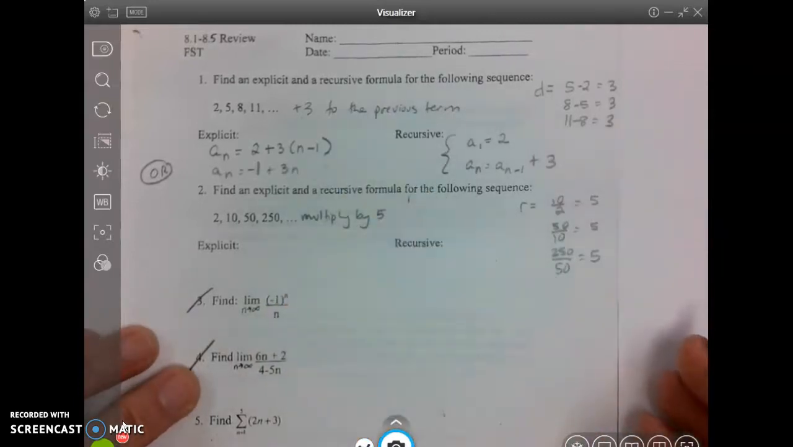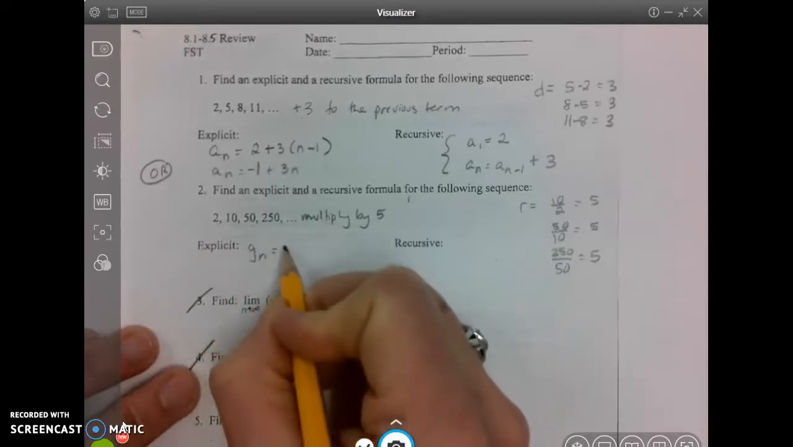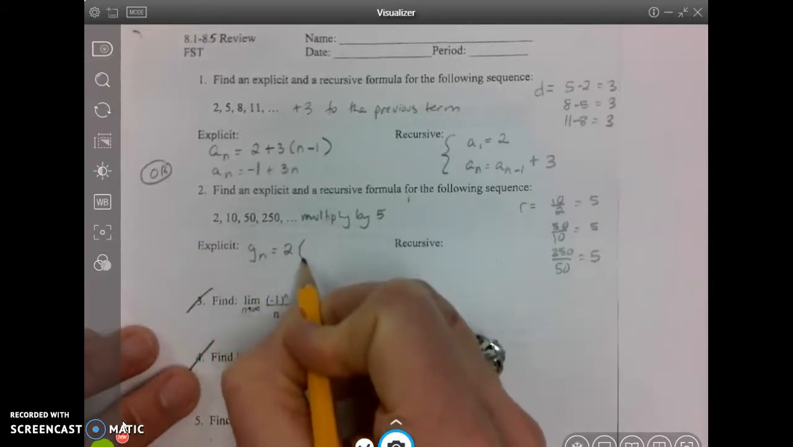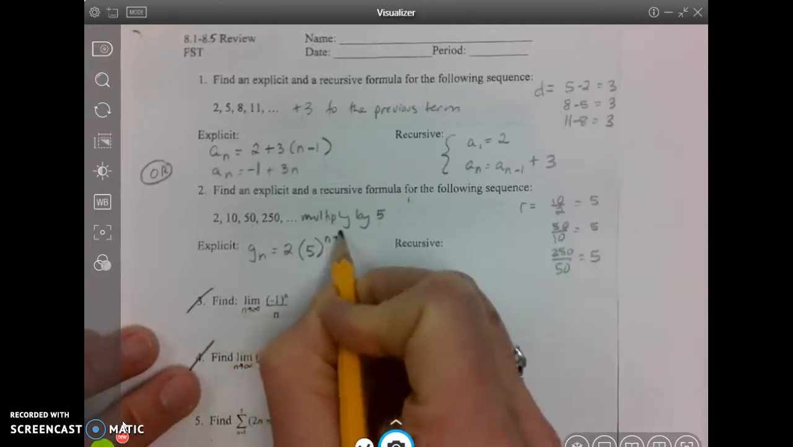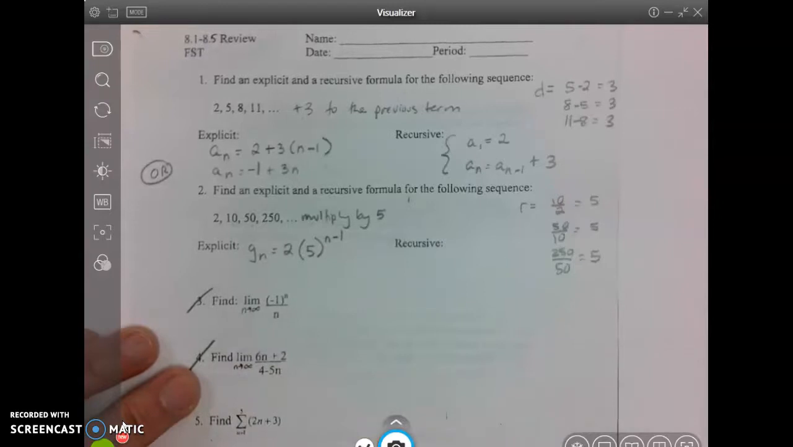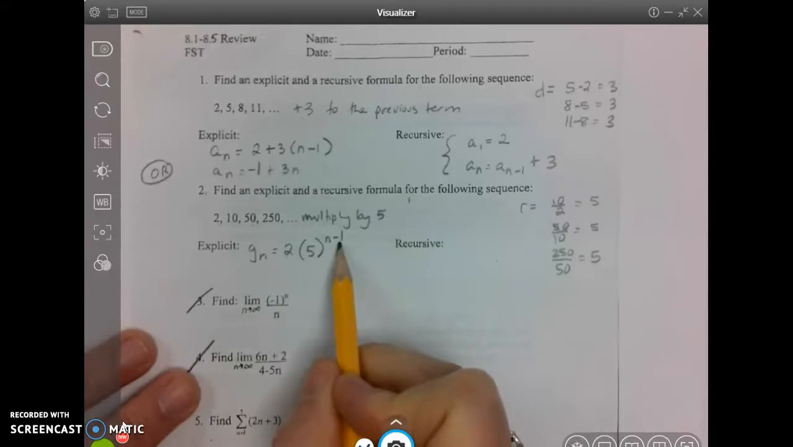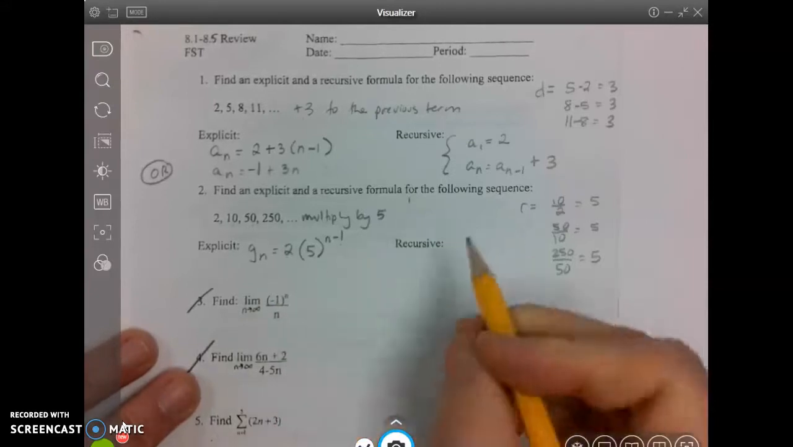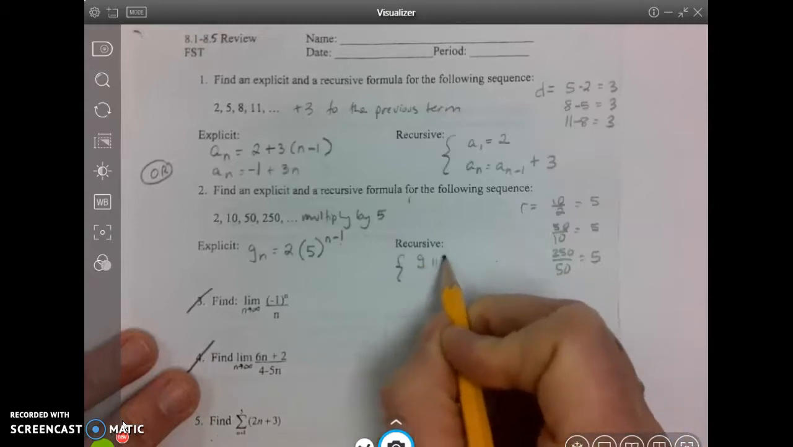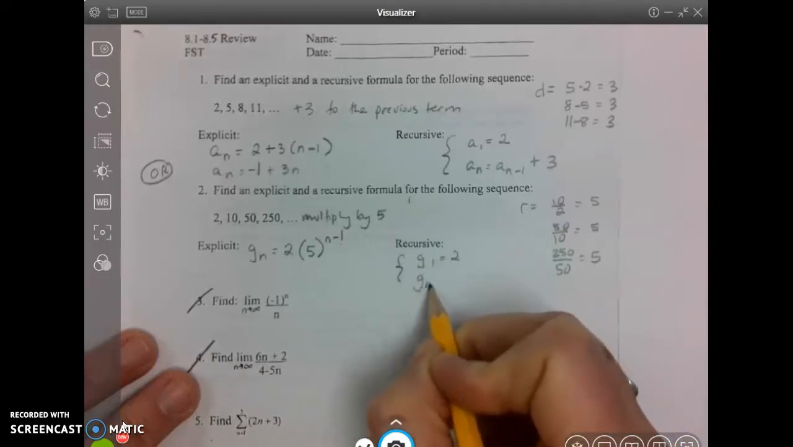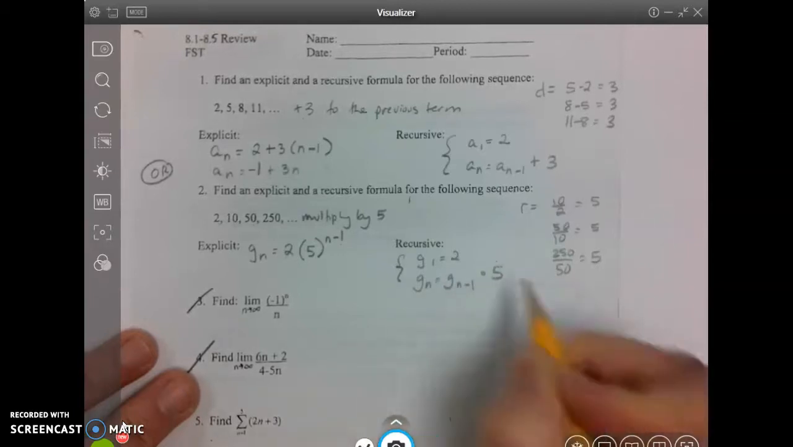So my explicit is going to be g sub n equals the first term, 2, times the constant ratio, which is 5 to the n minus 1. Remember, if we start with the first term, this should be to the n minus 1. Recursively, my first term is 2, and g sub n is the previous term times 5.